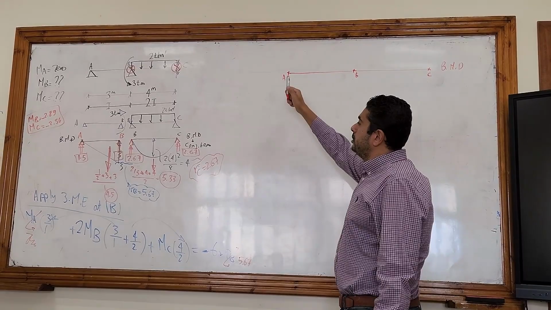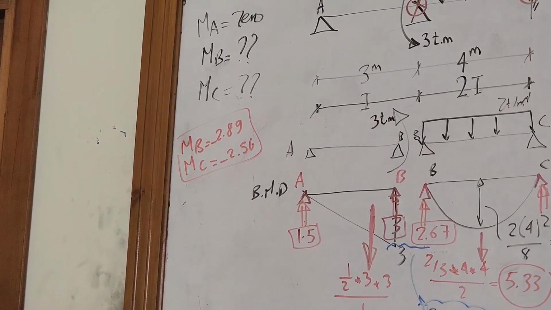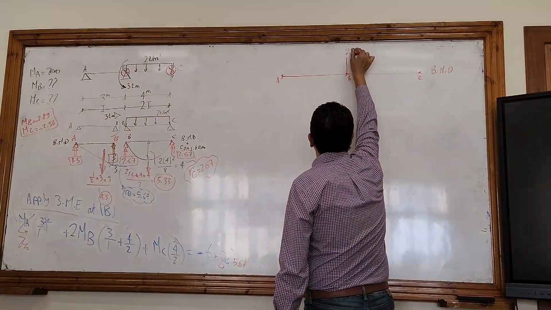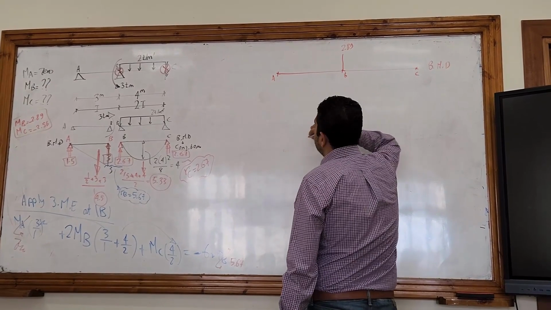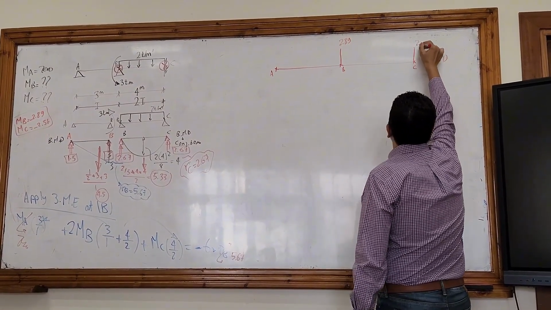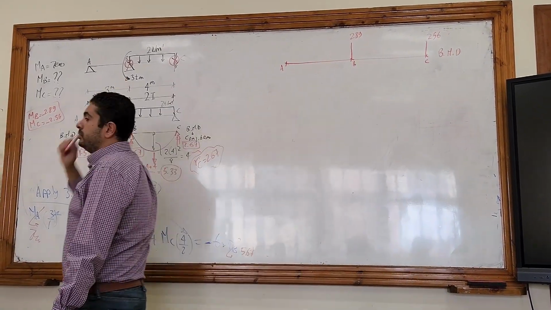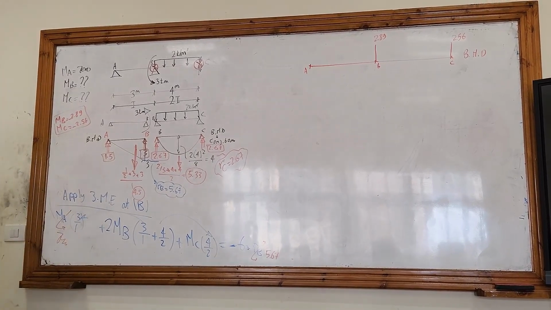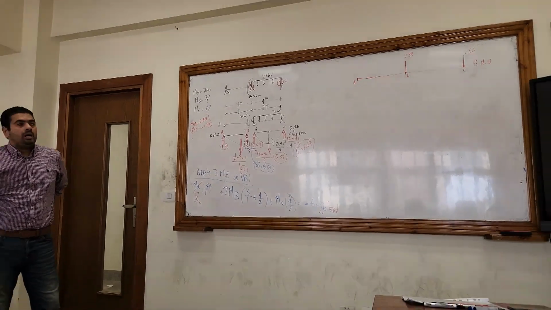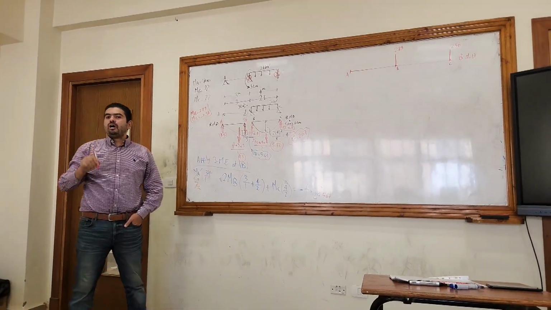MA equals 0, MB equals negative 2.89, negative means it's upwards, and MC is negative 2.56, negative means upwards. But I have a problem here. There is a concentrated moment at B, which is 3 ton meters. Structure 1. How do I deal with a concentrated moment inside the beam?